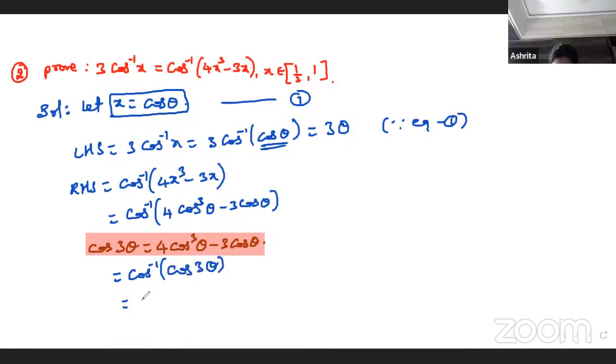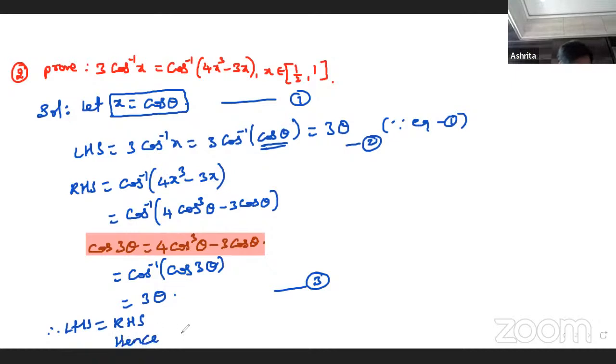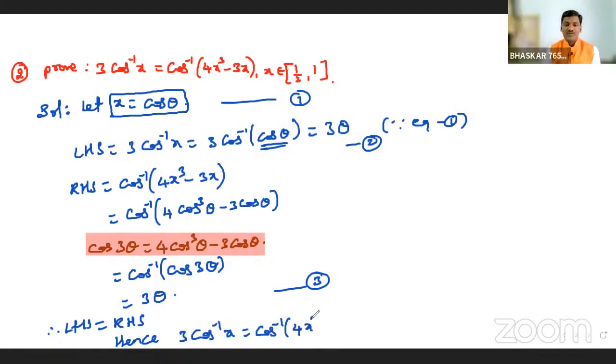So what is the value here? 3 theta. In the LHS we are getting 3 theta, and in the RHS also we are getting 3 theta. LHS is equal to RHS. Therefore, the required answer 3 cos inverse x is equal to cos inverse of 4x cube minus 3x is proved. Understood?